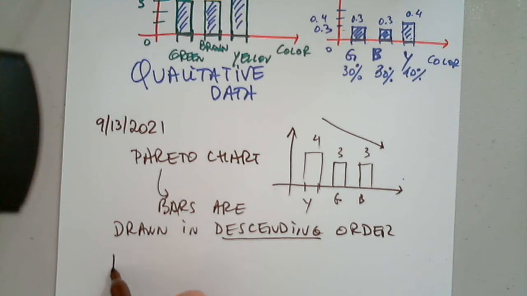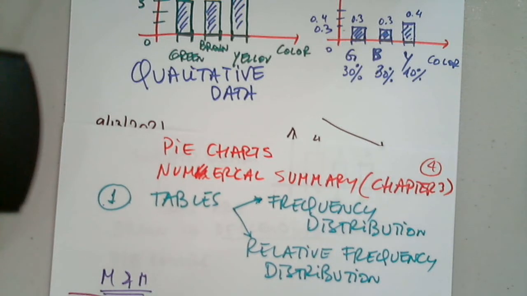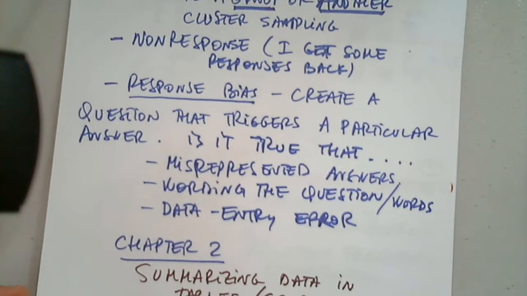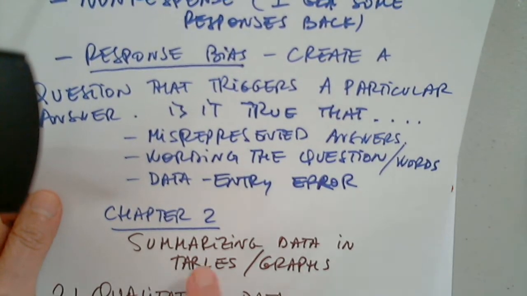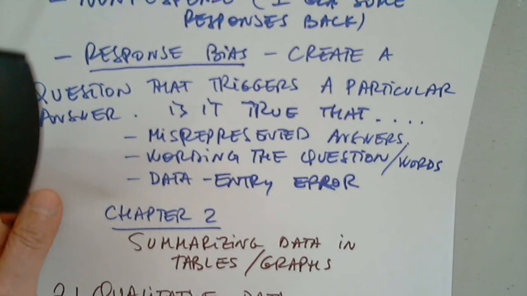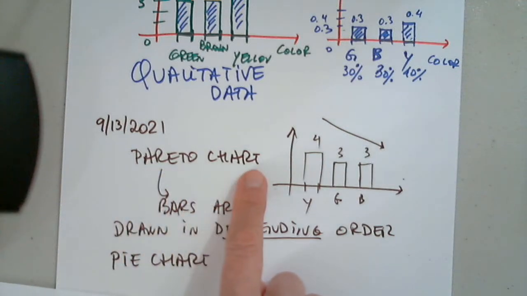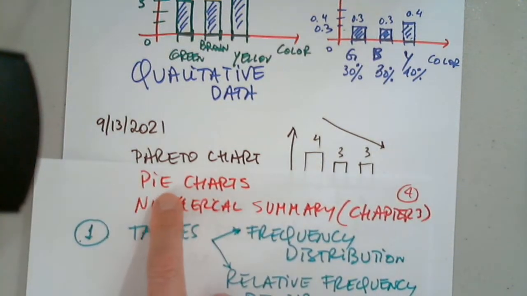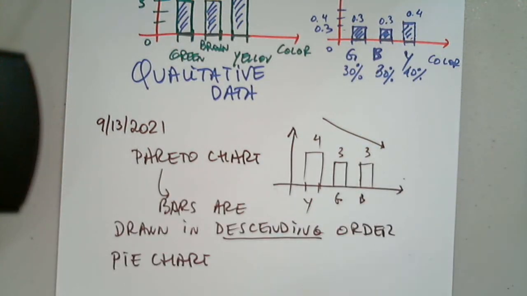Okay, then I would like to talk about a pie chart. So let me summarize again what we're trying to do. We are talking about qualitative data. We talked about how we organize, summarize the data in tables and graphs. So for qualitative, we talked about tables. We talked about bar graphs. Now we talked about another type of bar graph, which is called Pareto chart. And now we're talking about the pie chart. And after that, we'll continue with quantitative data. Okay, so let's see what a pie chart is.